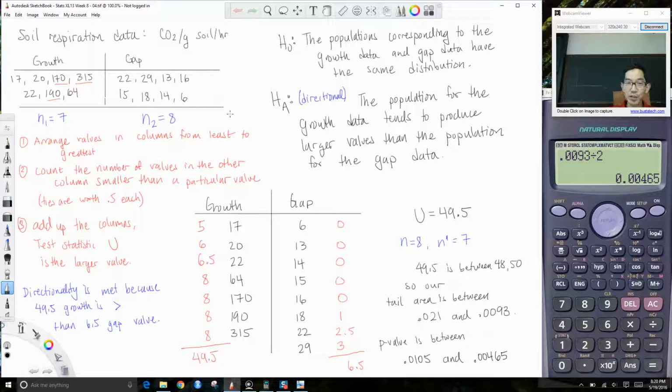You'll notice that these values 170, 190, 315. I could throw in a value of 10 billion here, and the amount that it would contribute to the test statistic would be 8 in all of those cases. And so this is where the nonparametric test is useful when you have these extreme outliers.